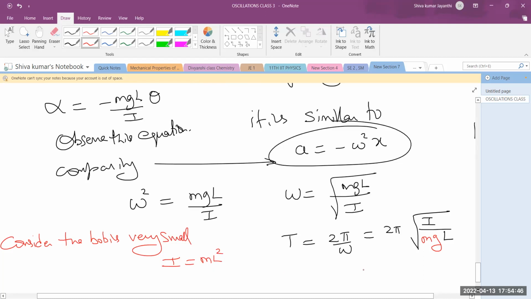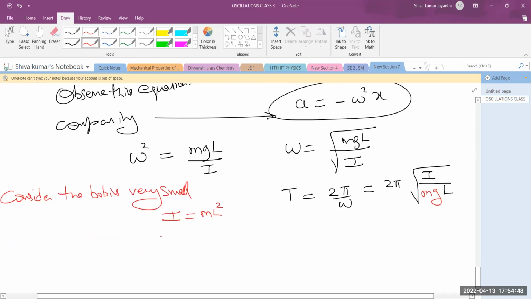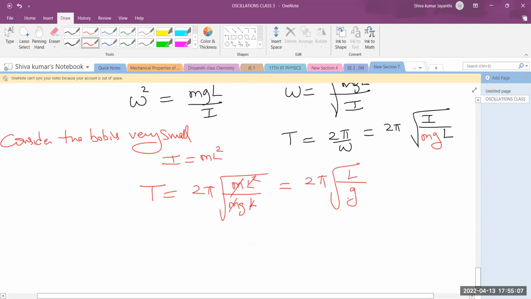Then if you substitute that, what do you get? 2 pi root over mL square by mgL. Cancel, and we get 2 pi root over L by g. Understood? But this is not always true. If the bob is very small only, this is true. Otherwise, it's not true.